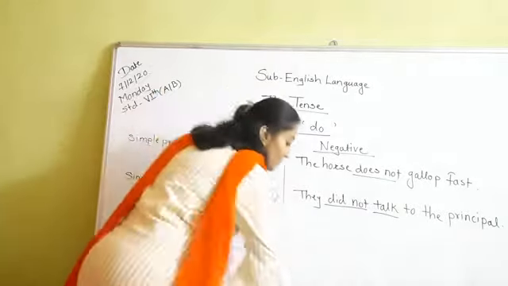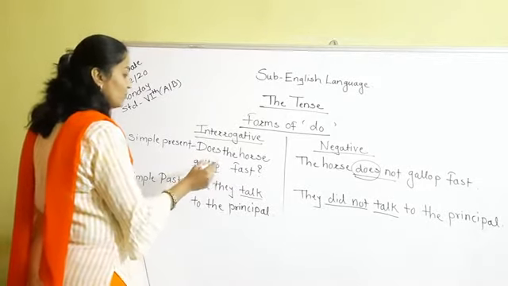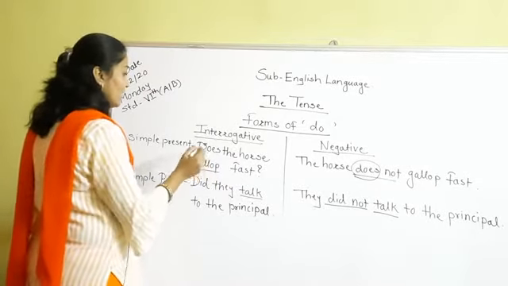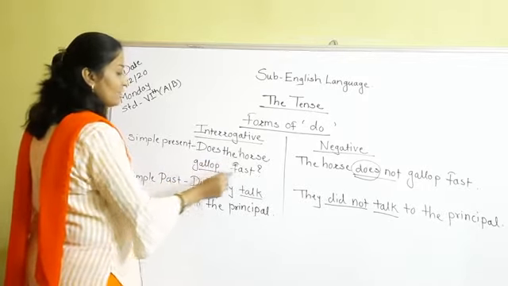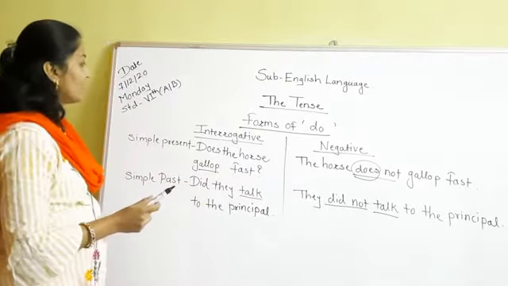Now students, we have seen that we have formed the negative sentence: the horse does not gallop fast. So we have used does here as a helping verb, an auxiliary verb. Our auxiliary verb is does here. So if we want to form the interrogative sentence, we have to use that auxiliary verb at the start. Does the horse gallop fast? And we have to remove s from the verb. Like this will be our interrogative sentence.